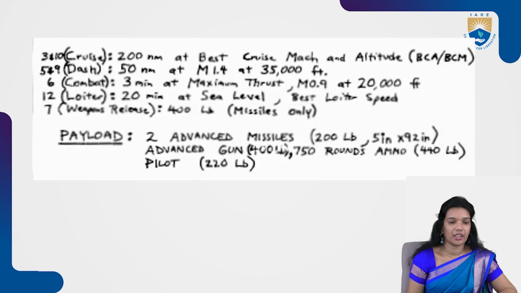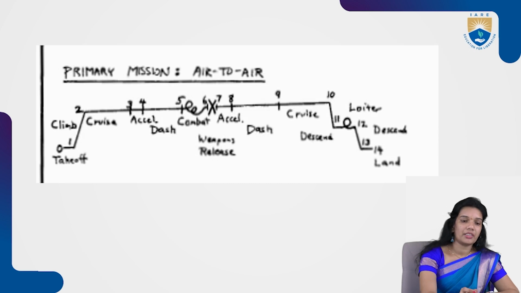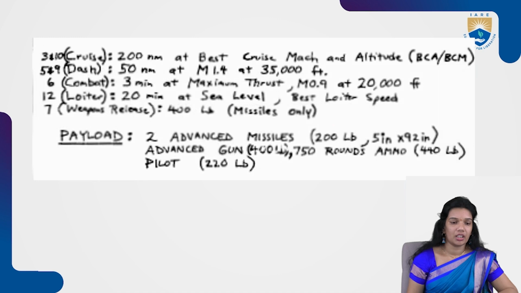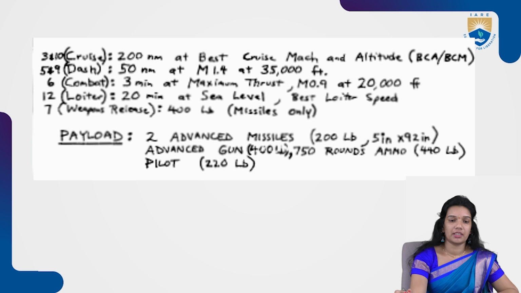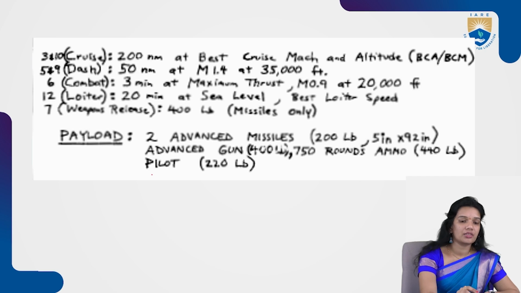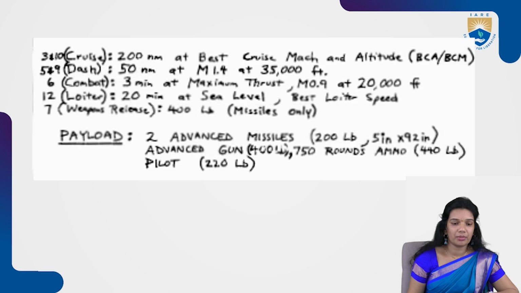A refined sizing, and also the values are mentioned here. The values stating 3 and 10. Why 3 and 10? Because my 3 is also cruise, my 10 is also cruise. So for both the cruises, the range is the same. It's going to be 200 nautical miles. NM stands for nautical miles. Then 5 and 9 are dash segments. For the dash segments, it is 50. Then 6 is going to be the combat. Only 6 is going to be a combat here. So 6 is going to be for 3 minutes, at maximum thrust at Mach 0.9 at 20,000 feet.